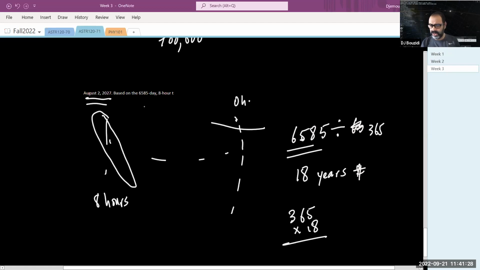Because we want to make a prediction. So in this case, take 365 times 18. Let me get a calculator on my screen. If I multiply 365 times 18, I get 6,570. So this product is 6,570. As I was saying, the difference between 6,585 and 6,570 is 15 days.